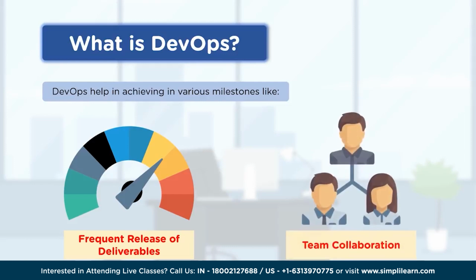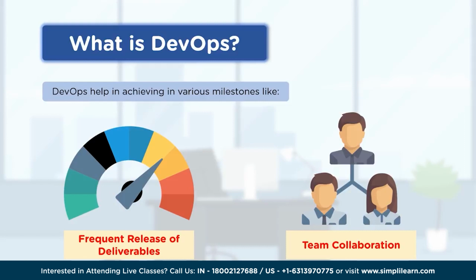Now, the second one is team collaboration. That has also improved drastically, because earlier the operations and development teams were not working in collaboration. They were involved in their own tasks, but with the help of DevOps, they come together and have very good team collaboration, which really helps them increase the overall productivity and the performance of the product.